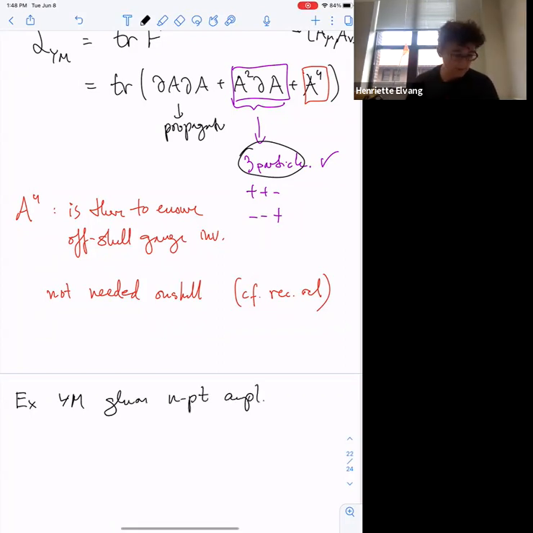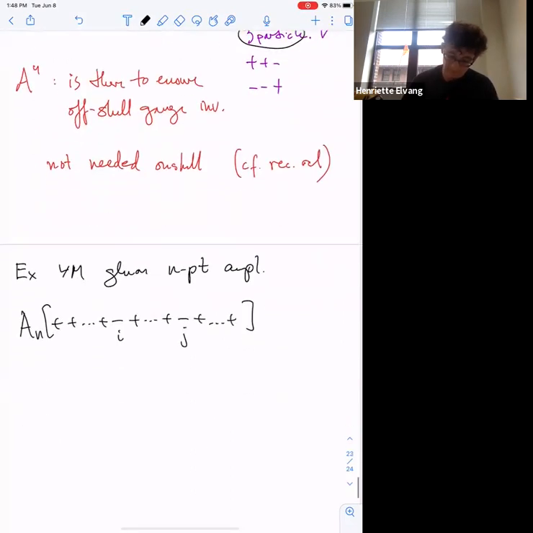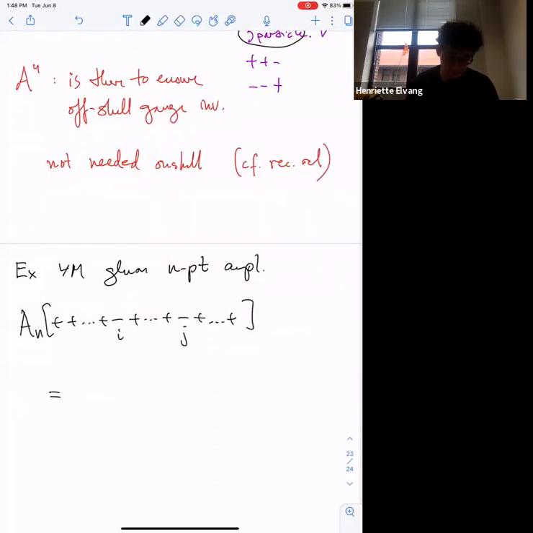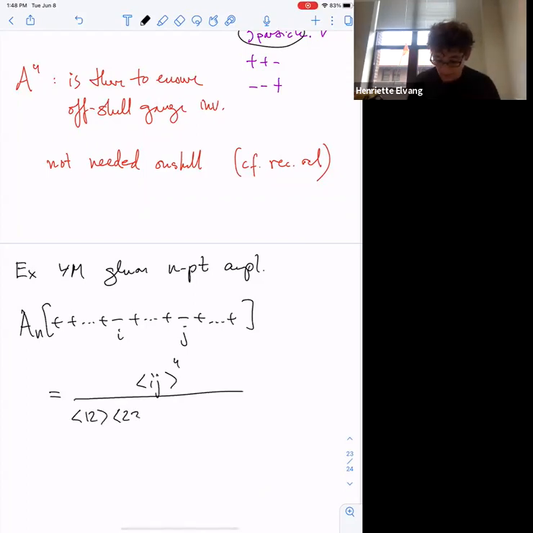So for example, we can determine a Yang-Mills amplitude from these recursion relations in a few pages to derive. So here's the formula. I have a whole bunch of positive helicities, and then I'll pick to just have 2 negative helicities at positions i and j. And the answer for this entire amplitude is angle ij to the 4th divided by angle 12 times angle 23 times angle 34, dot, dot, dot, and angle n1.